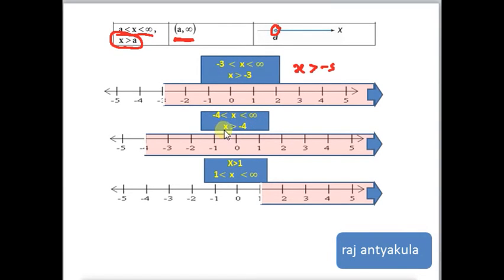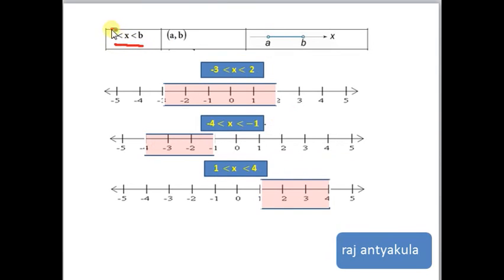Similarly, minus 4 less than x less than infinite means x is greater than minus 4. It means x can take any value greater than minus 4. X is greater than 1, or 1 less than x less than infinite. It means x can't take the value of 1, but it can take any value greater than 1.